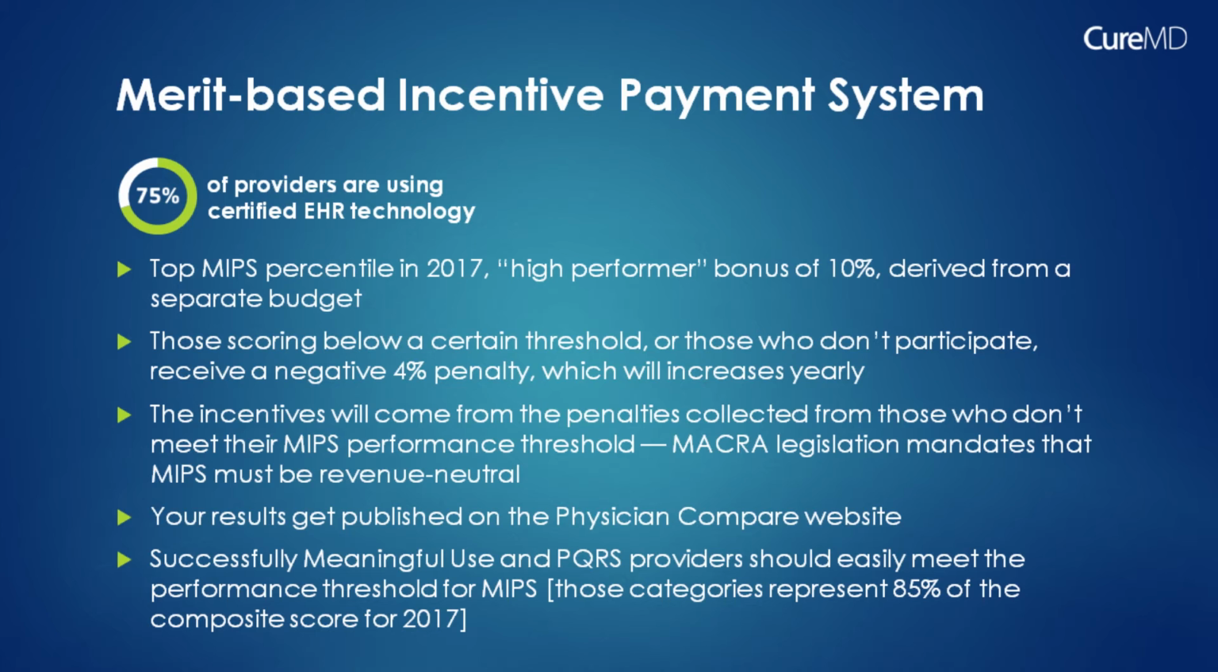So not only do you get scored under MIPS, but your scores and how well you're doing under the PQRS program, under quality, under meaningful use, these scores get published on a website. This website is by CMS. They're calling it Physician Compare, and they're making it a website similar to what patients would use to find you.